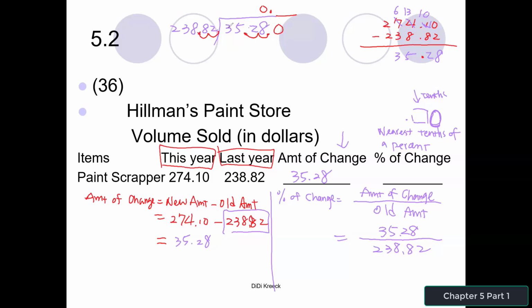Now I have 1, 2, 3, 4, 5 digits. I can actually have 23882 go once, because 2 times would be 4, which is greater than 3. That's too much. So I can have 23882 go once. 1 times 2 is 2, 1 times 8, 1 times 8, 1 times 3, 1 times 2.